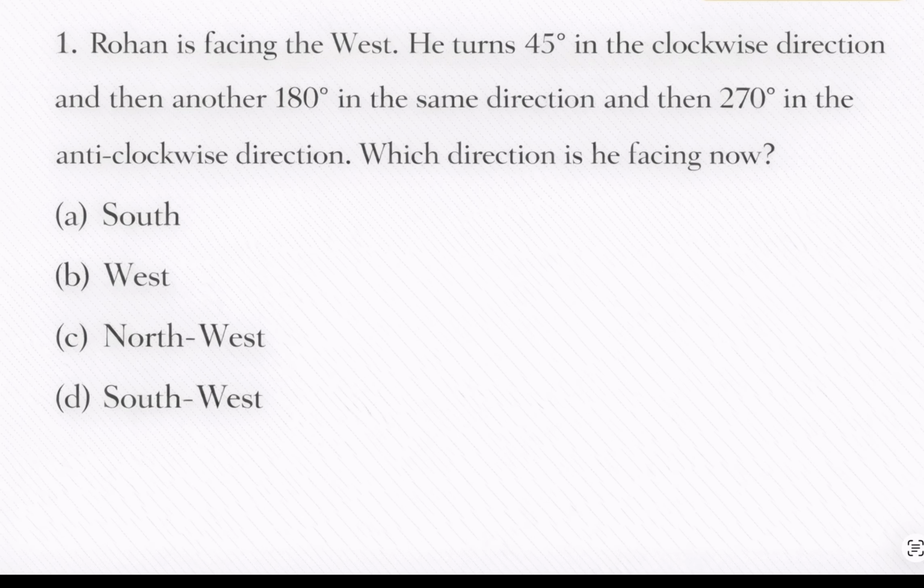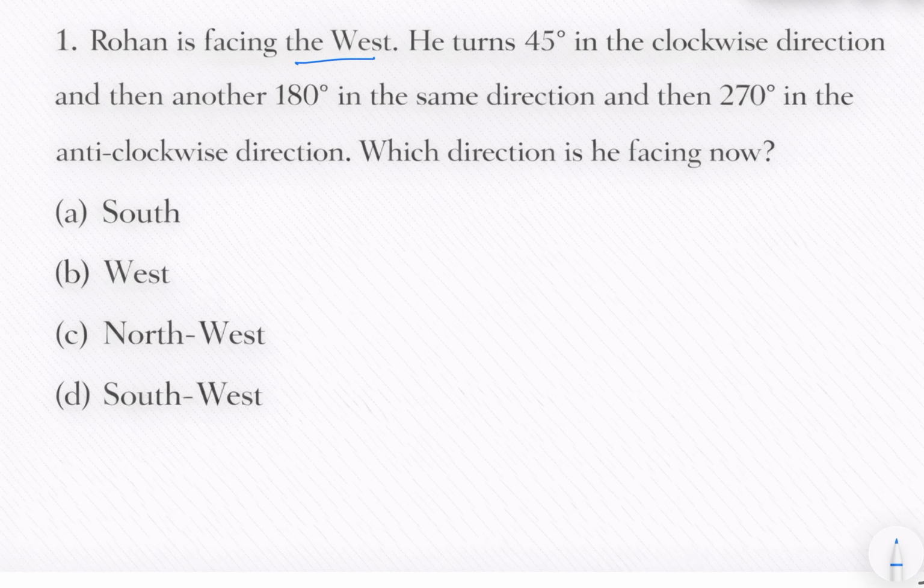We have a question. Rohan is facing the west. He turns 45 degrees in the clockwise direction and then another 180 degrees in the same direction and 270 degrees in the anti-clockwise direction. We are given the direction of rotation and we have to find out the last direction he will face. In the starting, Rohan is facing the west side.